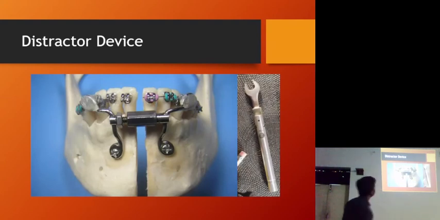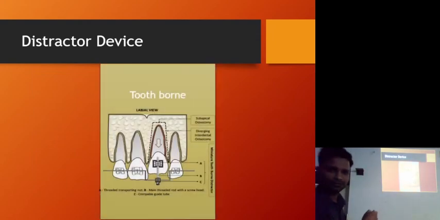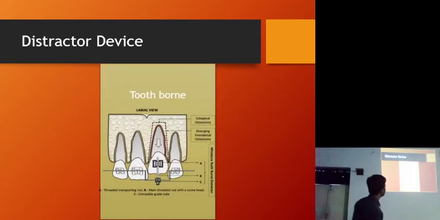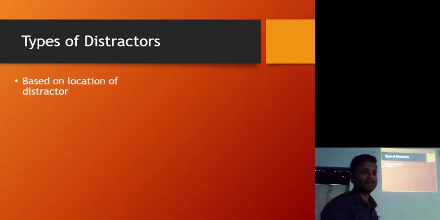Then we have something called the hyrax distractor. It is a tooth bone and bone distractor, so called a hybrid distractor. It is activated by a wrench. So different devices have different activators. Then we have this tooth bone distractor device. We cut the bone surrounding the tooth and we pull it downwards. Now, classification of the distractors.